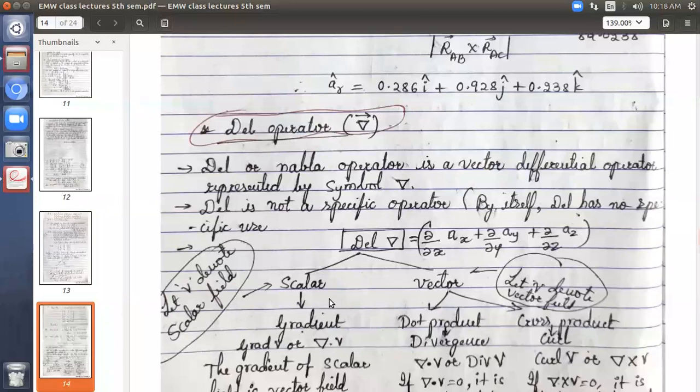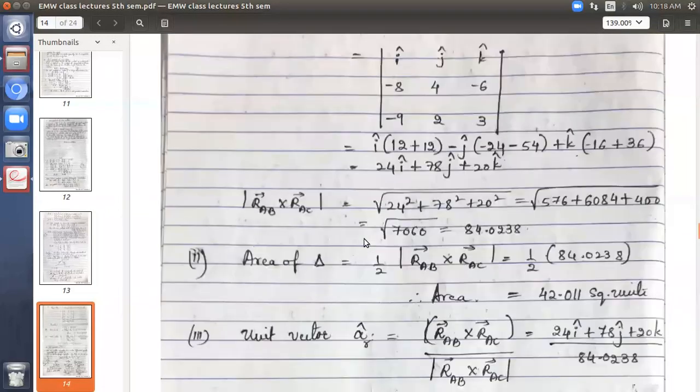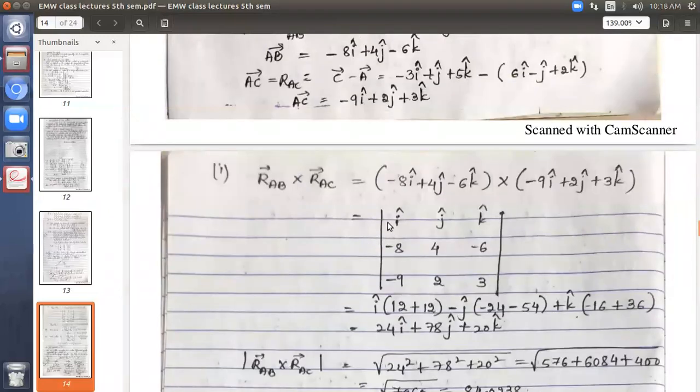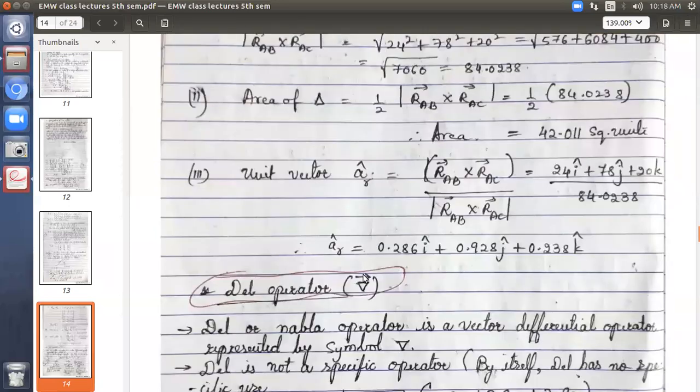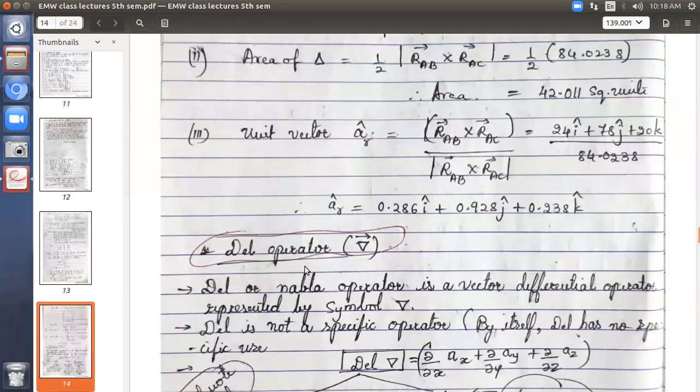In the previous session, I'll just recall what all we have discussed. We started with the dot and cross product. We have seen certain identities of dot and cross product. Then we went on to the concept of del operator.